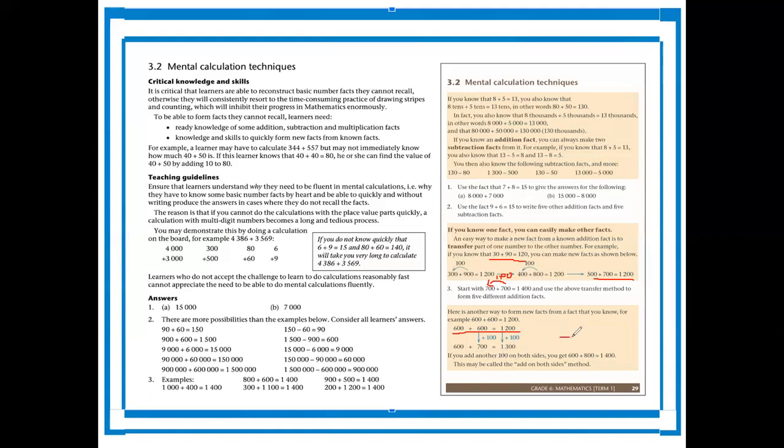A very important rule with an equal sign: whatever you do to the left-hand side, so if you add something to the left-hand side, you also have to add it to the right-hand side. If you subtract something from the left-hand side, you also have to subtract it from the right-hand side. That's how the equal sign will remain true, or keep the equation true. This may be called the adding on both sides method, or add on both sides.